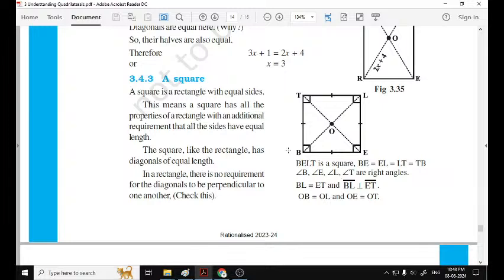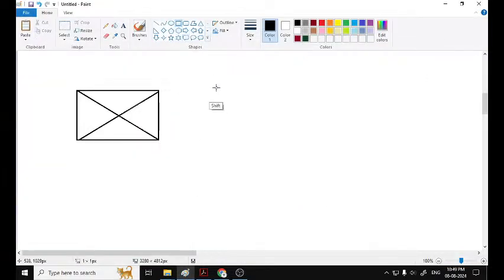Next parallelogram is square. Square is a type of rectangle where adjacent sides are equal. Basically, it is a rectangle because each angle is 90 degree, opposite sides are equal. These are conditions of rectangle and they are satisfied by square. So, square is a type of rectangle. But in square, diagonals are perpendicular to each other. They are equal because it is a rectangle.